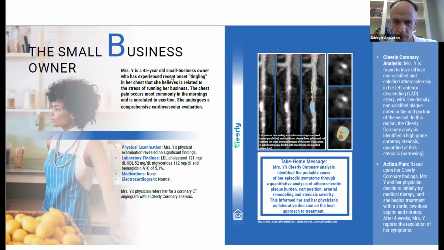It looks like there was a question about Watchman too. Does Cleerly coronary analysis compare to the Watchman? That's interesting. The Watchman procedure is another fascinating innovation that's come along. We often do CT scans on patients who are getting ready to have a Watchman implanted because we're looking at a particular part of the heart where the Watchman device would be implanted. And we often will get a look at the coronary arteries as well on the CT scan when we're looking at the heart in particular for that structure.